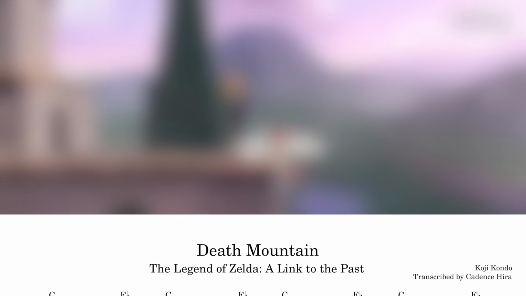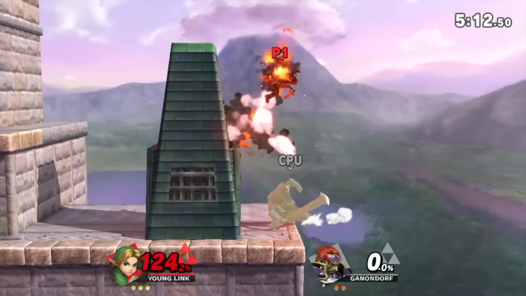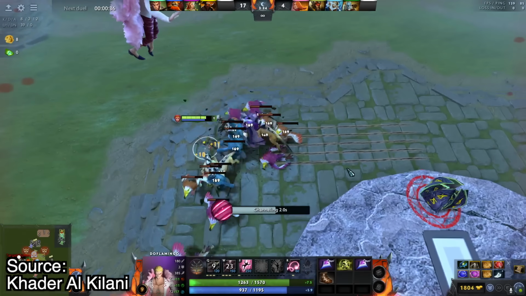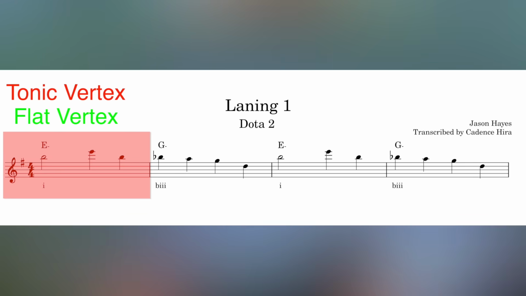This color thing is a huge topic in axis interchange, and I'll talk about that more later, but I actually found another example that features a more active melody, the Laning 1 music from Dota 2.